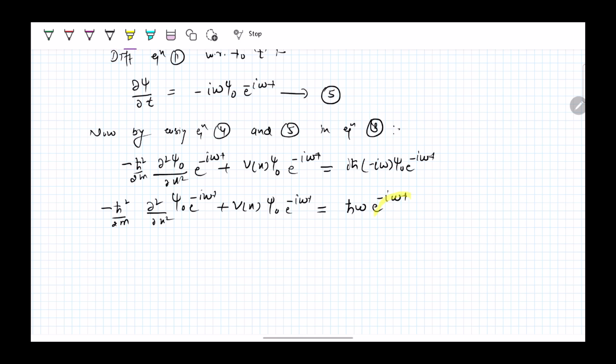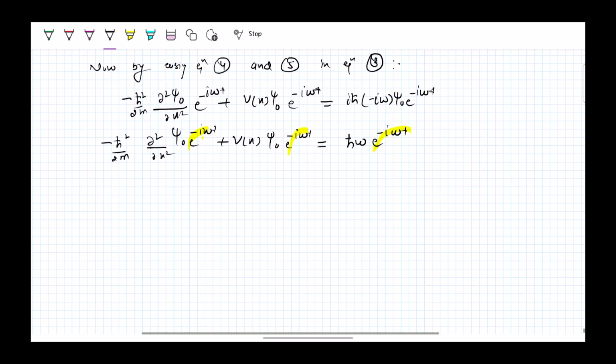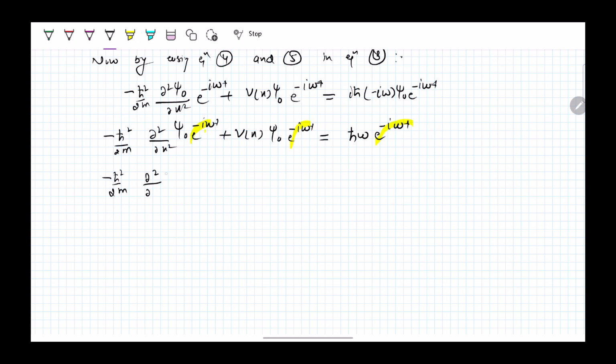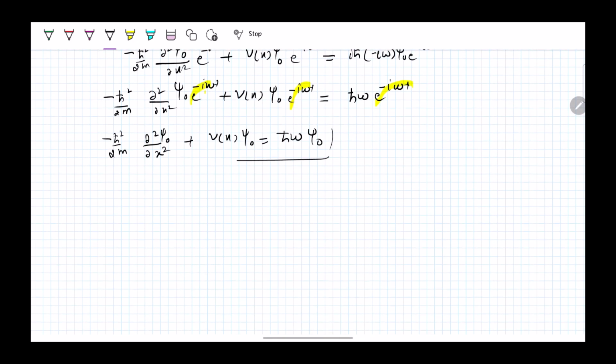Now we are getting this term on the right hand side as well as the left hand side, so this term will cancel out. We are left with minus h cut square over 2m curly square psi naught over curly x square plus V of x psi naught is equal to h cut omega psi naught. This is the one dimensional time independent Schrodinger wave equation.